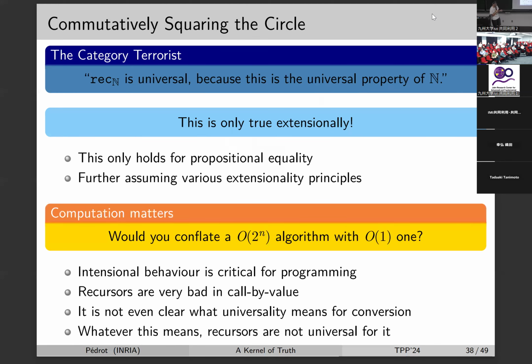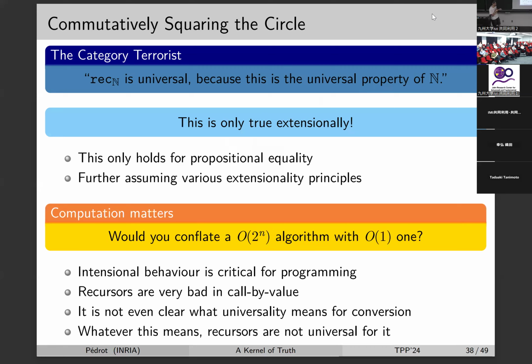And it's worse than that if you really care about programming, because in programming, assuming extensionality is basically conflating exponential algorithm with constant time. The functions that have the same input-output relation are the same. But this is not true. We all know as computer scientists that this is not true. You care about the complexity class of your functions. So the ability to precisely capture the intentional behavior is critical when you program. We're not writing commutative diagrams, we're writing programs.